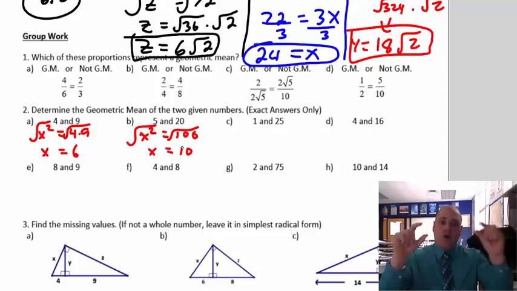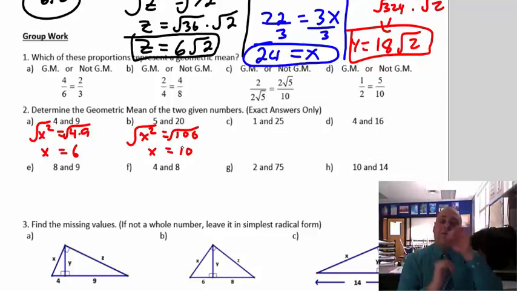The geometric mean of 5 and 20 is 10, because when you multiply them and then take the square root, you get 10. All right, so that's how you're going to do those tomorrow in class. I'll see you then.